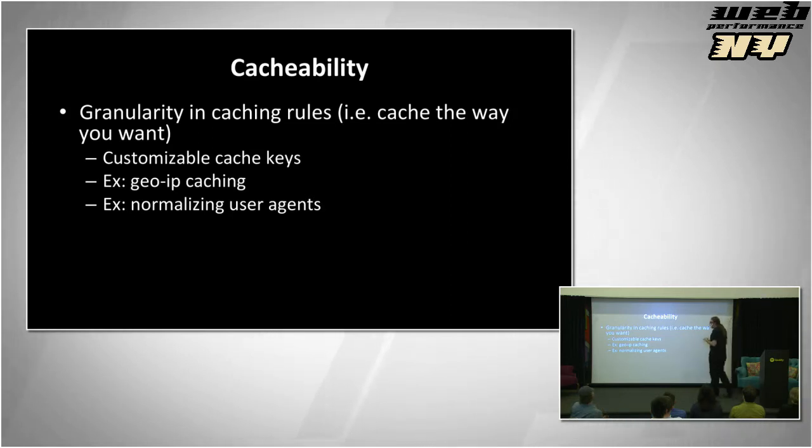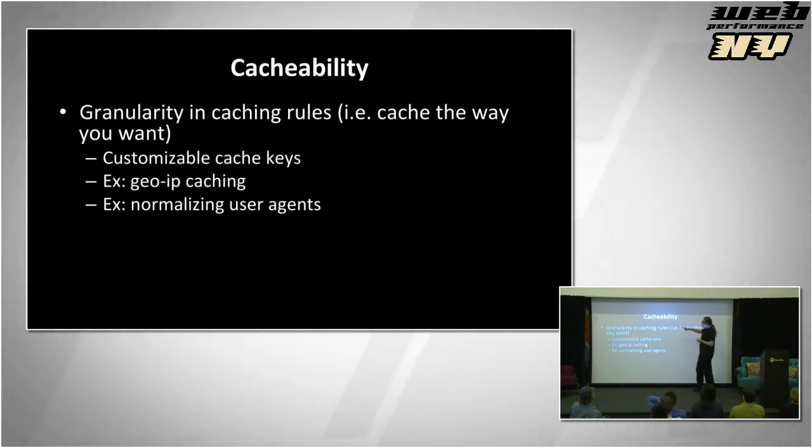However, you may want to cache things based on other criteria. For example, you may want to cache things based on geolocation. You may want to cache things based on a normalized user agent. Like you want to serve a different piece of content to Firefox than you do to Chrome. You want to serve a different piece of content to IE than you do to Chrome, because Chrome is more modern and IE isn't, et cetera, et cetera. Mobile users, you may want to serve a different piece of content to your mobile users than to your desktop users. And these are things that you want control over.